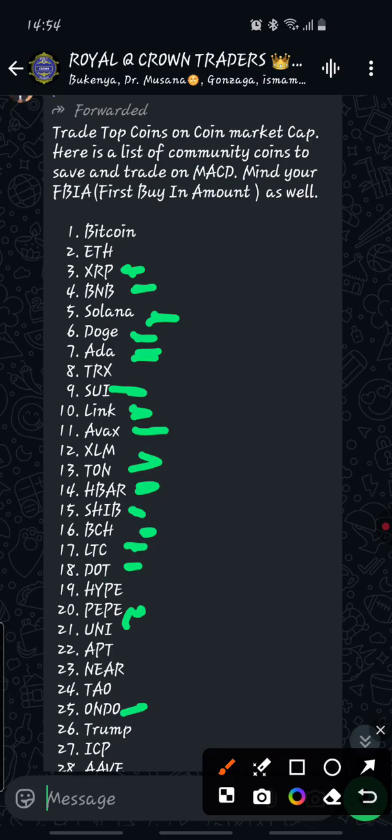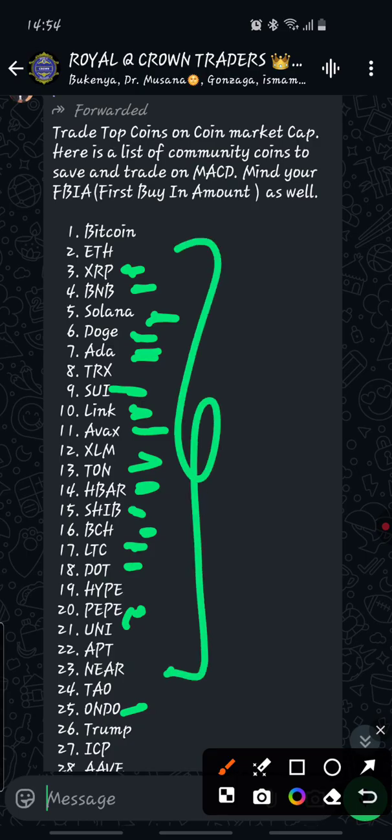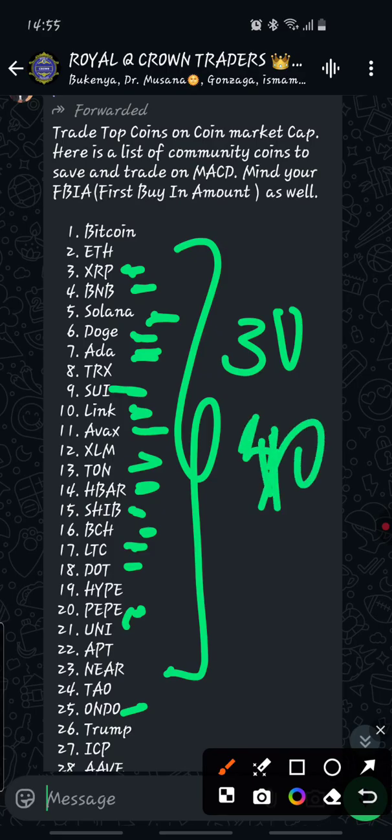Try to ensure that you have a list of your favorite coins, 30 to 40. So when you go in the market and you find that all of them are up, don't just choose any other coin anyhow.